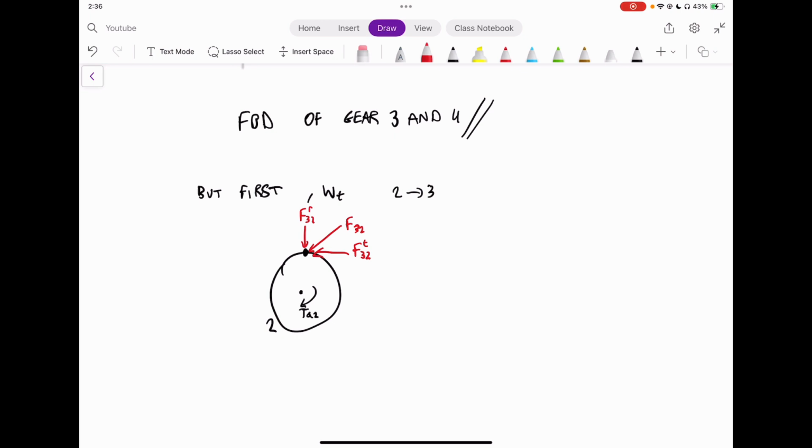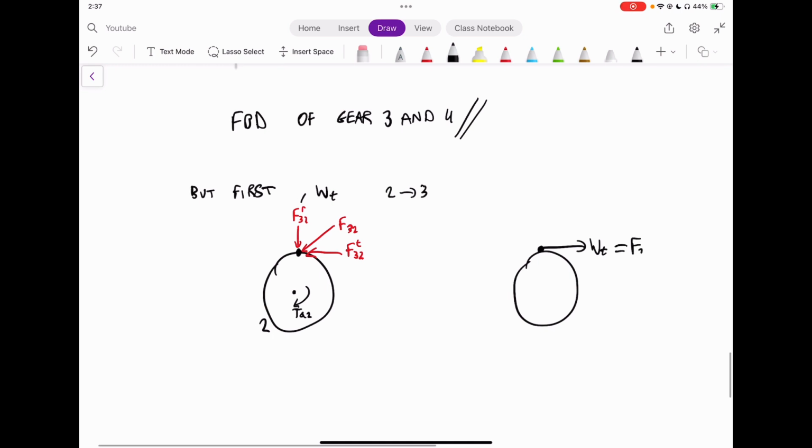Now if we look at the bigger picture, we also know that WT would be the tangential force happening in either the clockwise direction or the counterclockwise direction. It doesn't really matter. The direction doesn't really matter. The important thing is the value that we get from WT, because we know that WT would be equal to, for example, F23T, which would be the force transmitted from 2 to 3. And we know that the magnitude of F23T is equal to the magnitude of F32T as well.